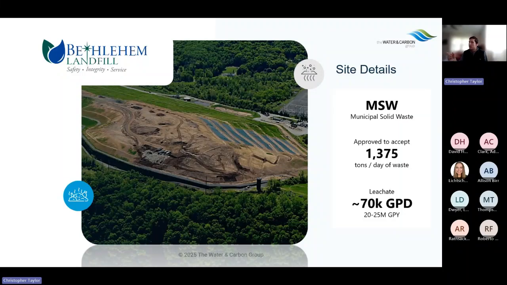So here we're doing anywhere from 50 to 100,000 gallons a day of leachate treatment with our foam fractionation system. They do about 1,400 tons per day of waste. It's a municipal solid waste landfill, and it's a Waste Connections landfill. So we do quite a bit of work with Waste Connections as well, and you'll see quite a few more of these in the future.